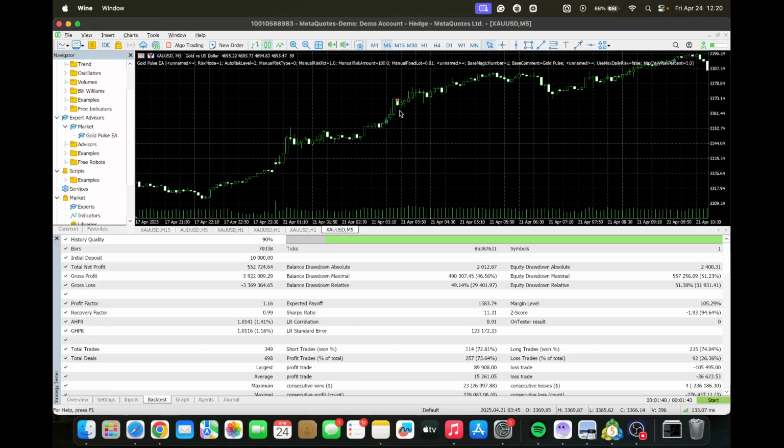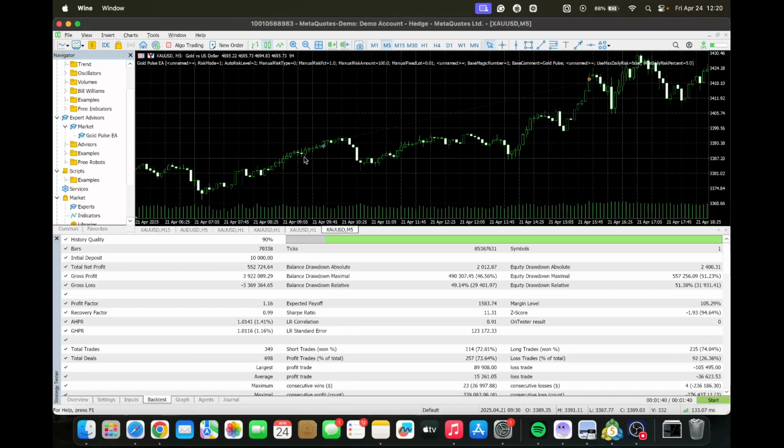Clearly buying, clearly bullish on gold, and it just entered here, had its take profit. And here's another trending example, entered here, held on through this choppy movement, had its take profit here. So it works well in trends.